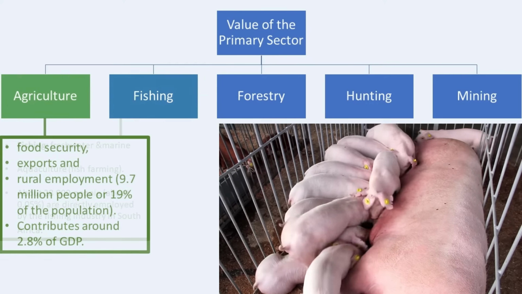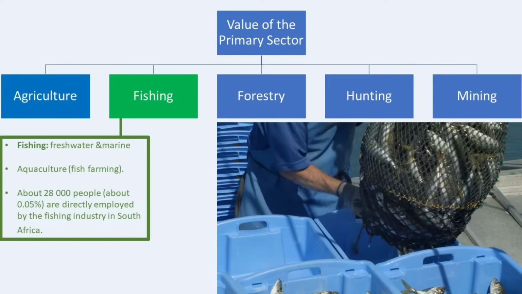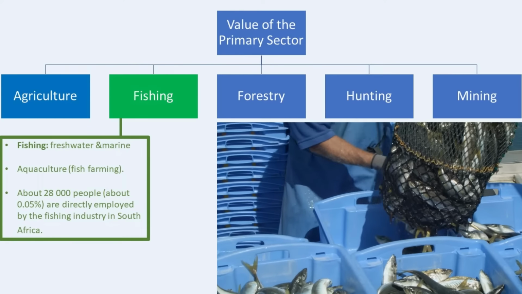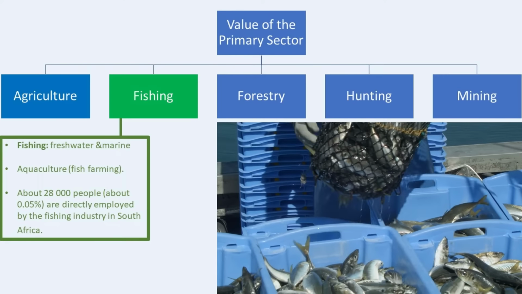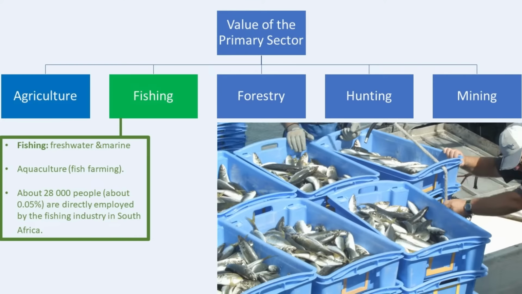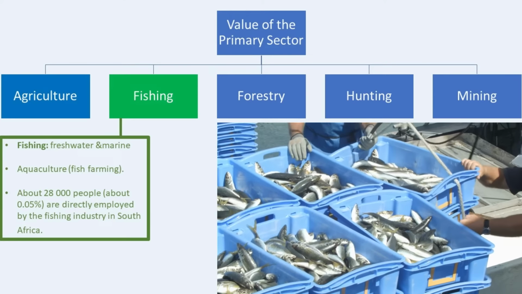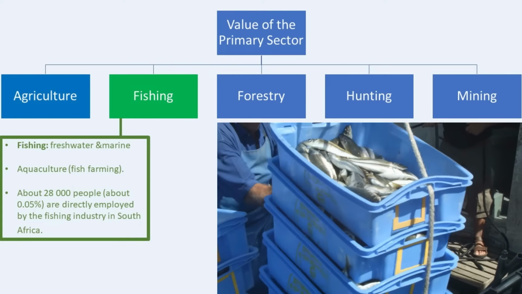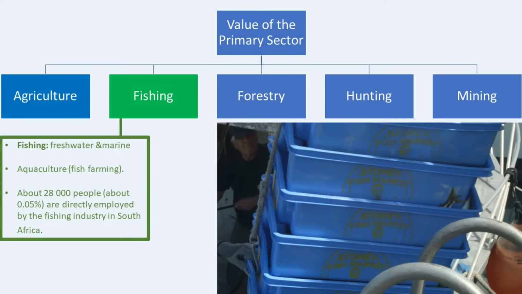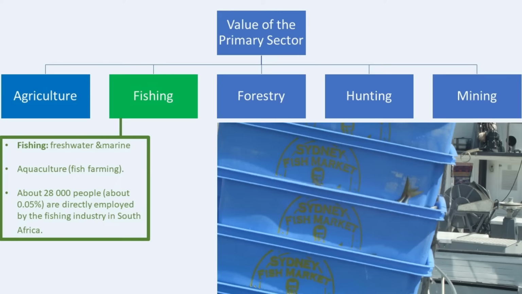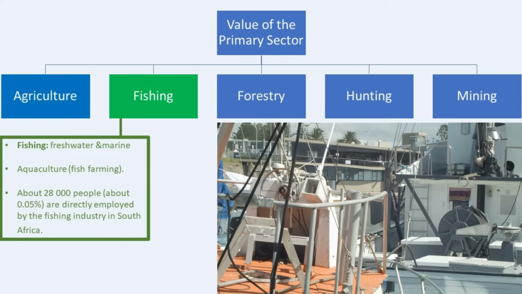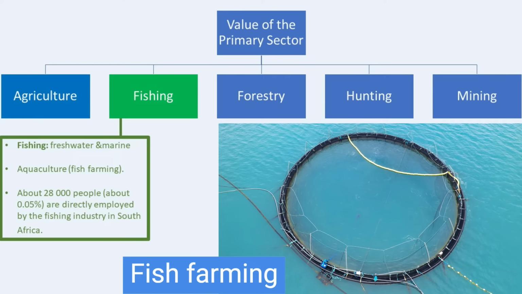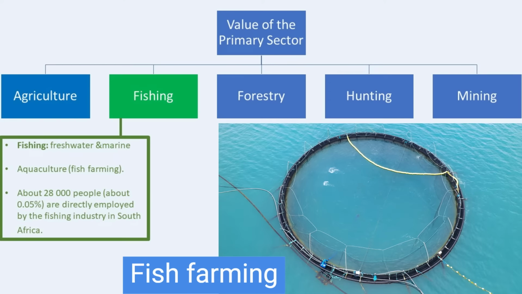GDP. Fishing includes freshwater fishing, marine or sea fishing, and aquaculture. Aquaculture is the practice of breeding, rearing, and harvesting fish in controlled environments for food. Fishing is a large industry in South Africa. A R45 million fish hatchery was initiated at the Gariep Dam in the Free State. About 28,000 people, or 0.05% of the population, are directly employed by the fishing industry in South Africa.